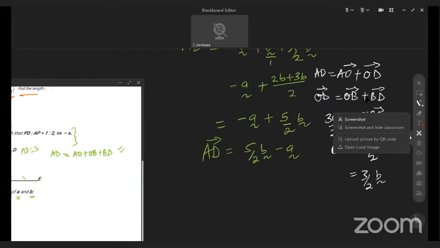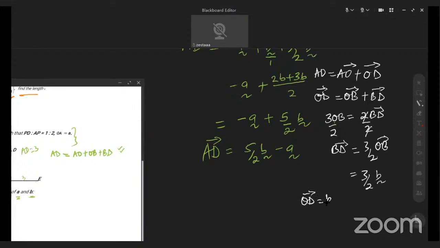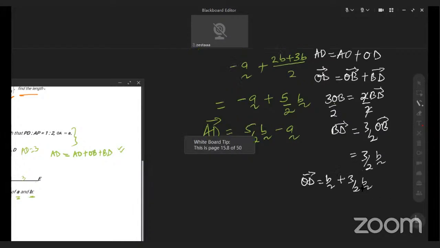So you substitute it again in OD. Your vector OD will be equal to OB, which is B, plus BD, which is 3 out of 2 B. See that we are running the same thing. Then from here, we continue with this other substitution. When we sorted this, it was 5 out of 2 B. Then you come to your AD now.